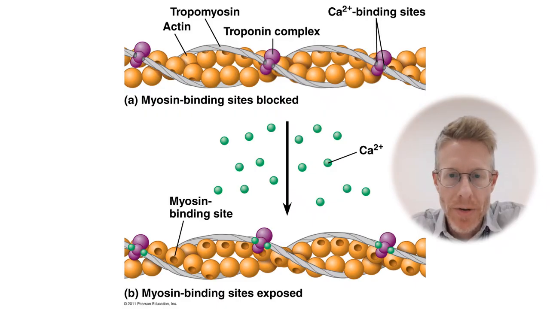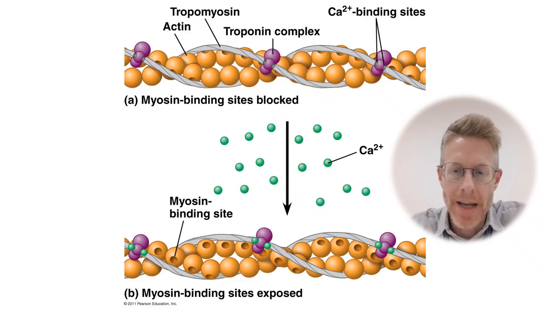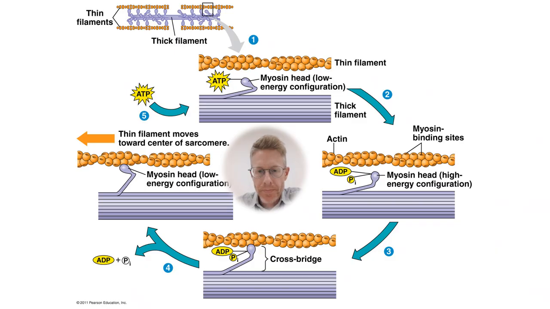And that causes the whole thing to shift over and exposes the myosin binding sites. So the myosin heads can now bind to those sites on the actin. And then contraction can happen. So this is really where we get into the sliding filament model and all the steps involved. Let's go through it one step at a time. And remember, this is after the binding sites have been exposed. So calcium has been released, binding sites are exposed. Now we can get contraction to happen.